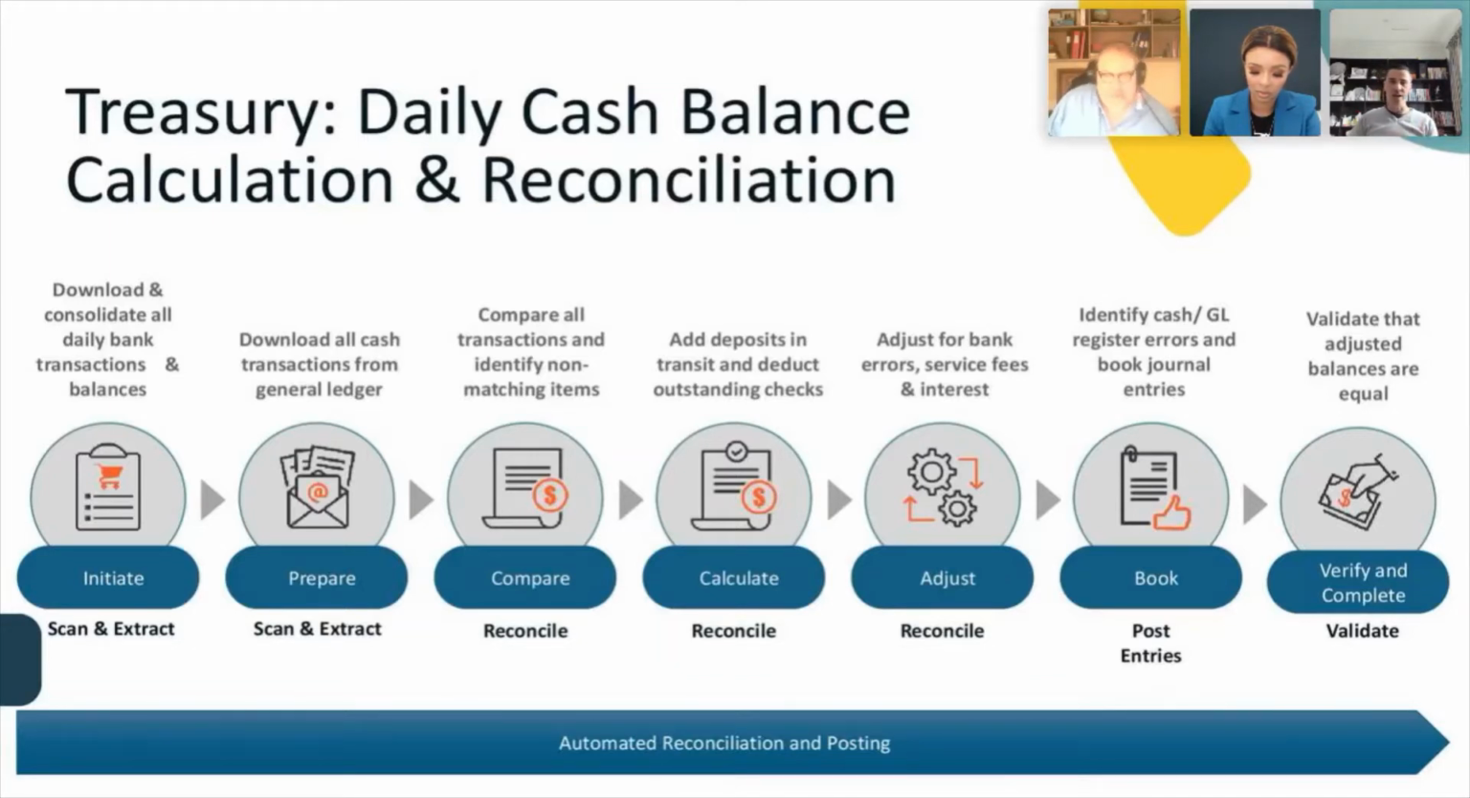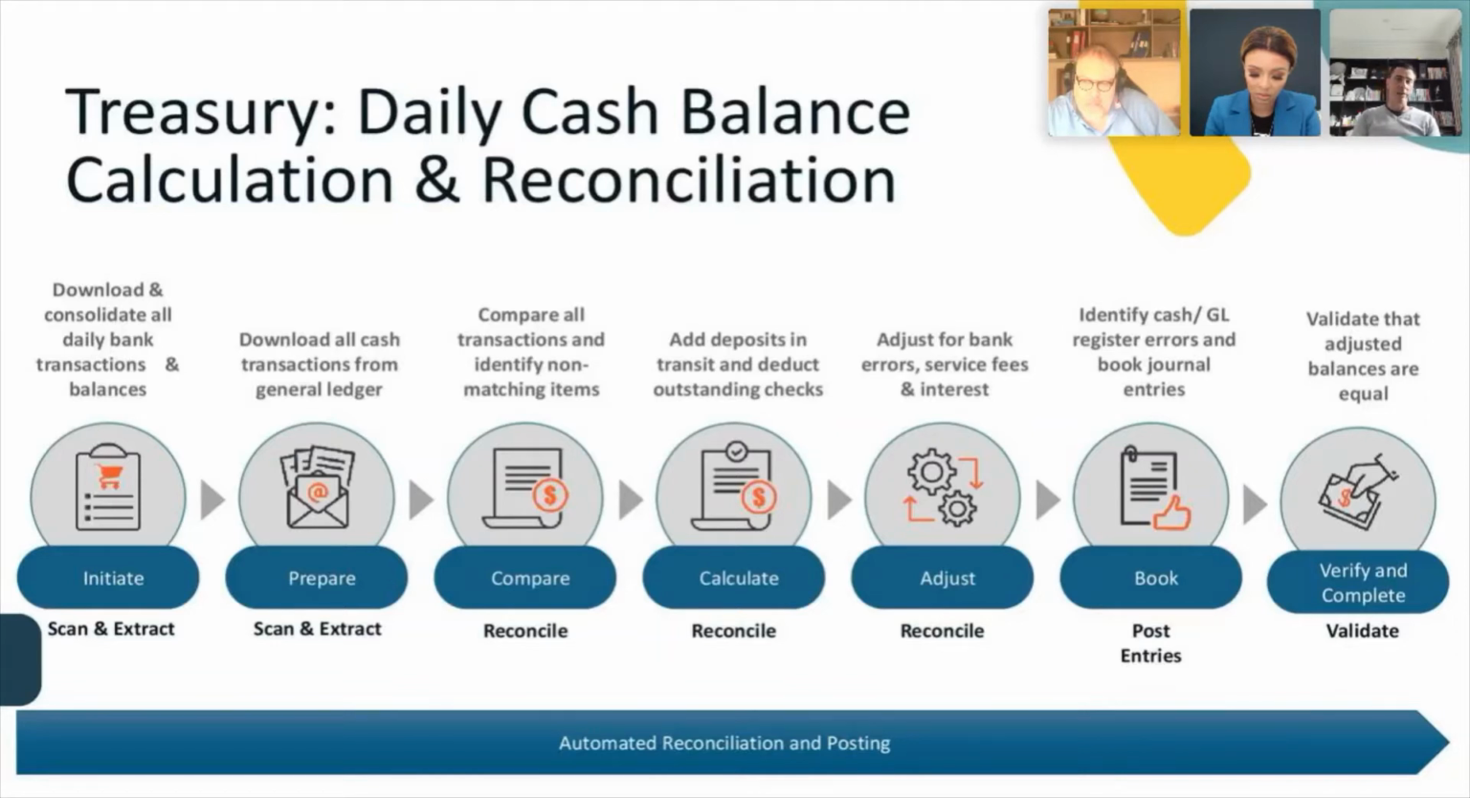And typically, these non-matching items would be the exceptions that we still want a person to use some discretion on or action in some form or fashion. And only if we find non-matching items would we really push that out and involve a person to resolve that. After that, we could add in all deposits and deposits in transit and deduct any outstanding checks, a very American view there, but deduct any outstanding payments. After that, we can adjust for bank errors or service fees and interests that may not be there yet. And then we can go and identify cash or GL register errors and book the journal entries.